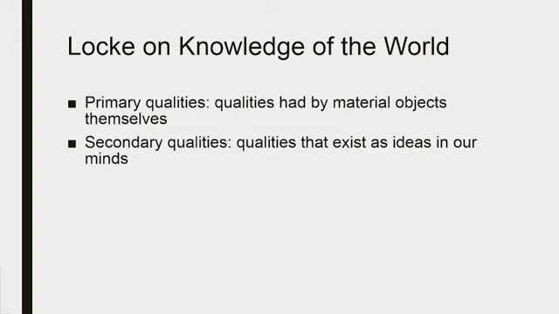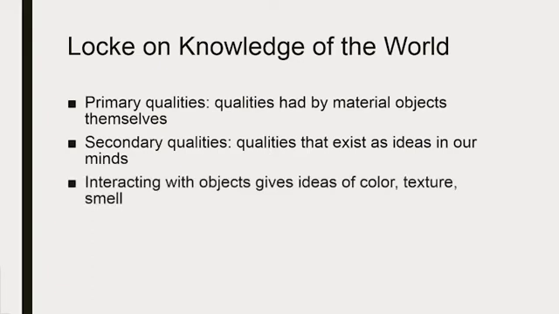The power to produce these ideas exists in the objects, but the chair is not actually brown. In other words, in the chair itself does not exist the color brown. What exists in the chair is the power to create the idea of brown in my mind when my sensory organs interact with the object under the right conditions. Okay? So interacting with the object gives the idea of color and texture and smell.